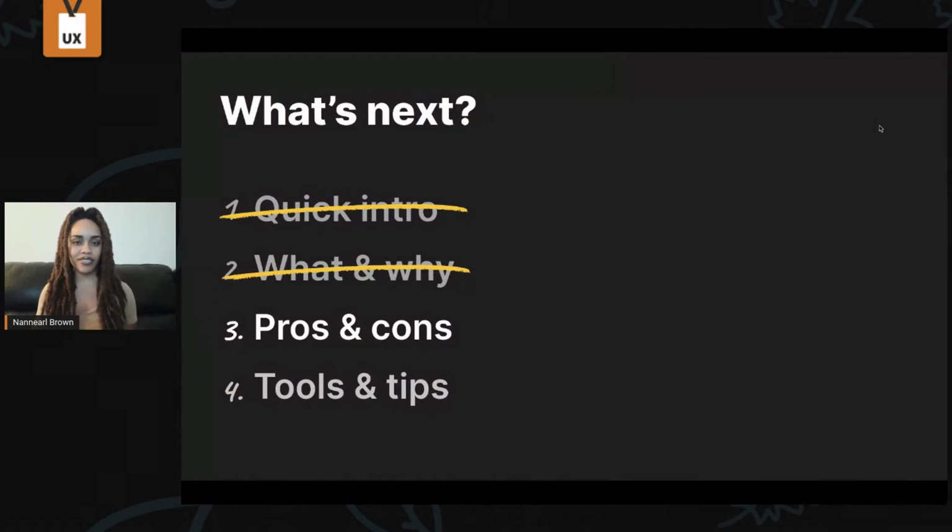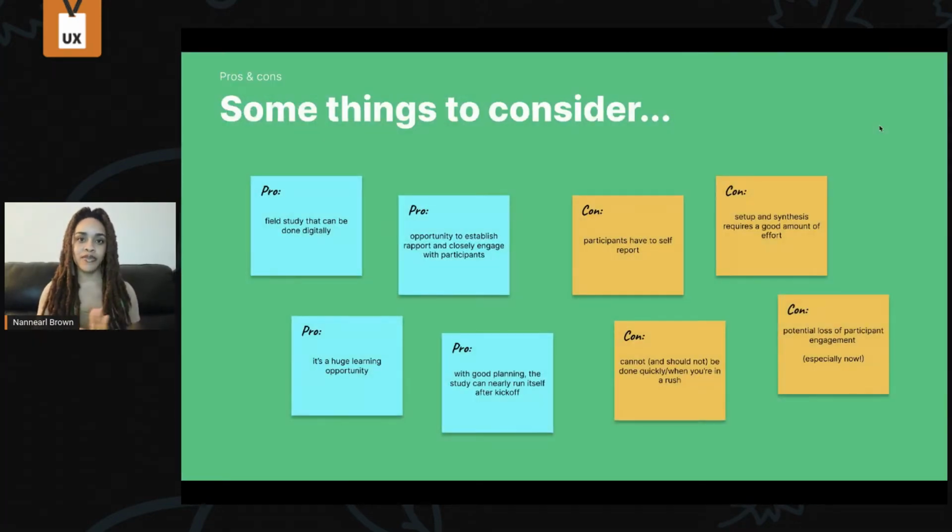And so now that we've covered that, we'll jump really quickly into some of the pros and the cons. So there are some things to consider when we're talking about diary studies. And this is, of course, subjective. So it kind of depends on your situation and your resources. But we'll get into a few that are here. And these are definitely not all of them. But it's really good to understand what we're getting into before we dive into an actual study.